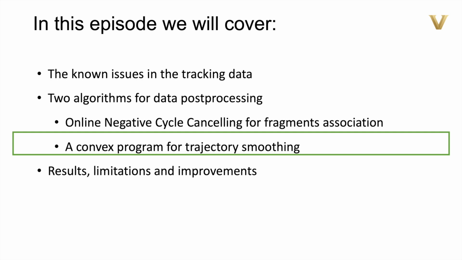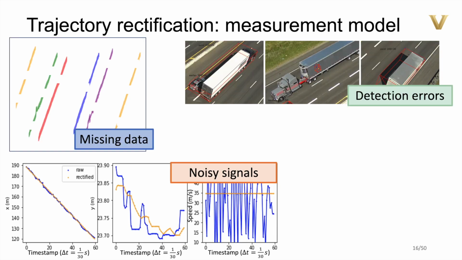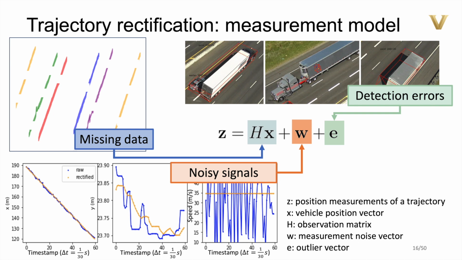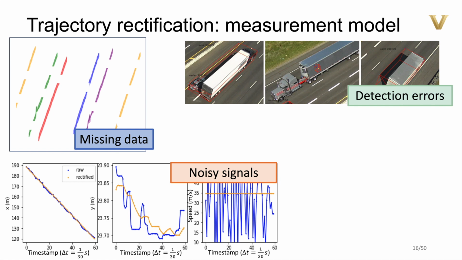The next step I want to quickly introduce is a convex program for rectifying trajectory data. So more specifically, after fragments are matched, we will have some missing data in between those matched fragments, so we want to impute them. There are other miscellaneous errors such as the detection errors and noisy signals, and we want to smooth out the data.